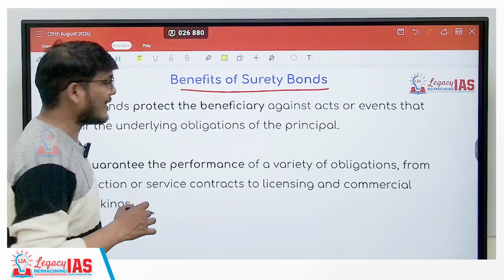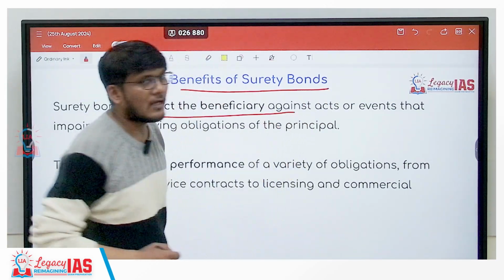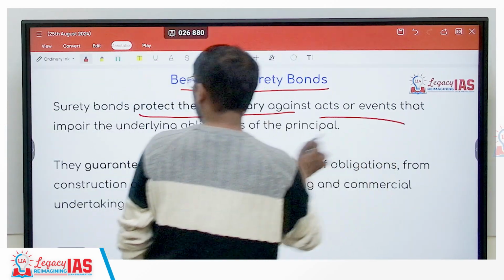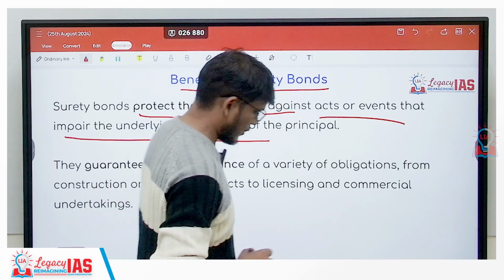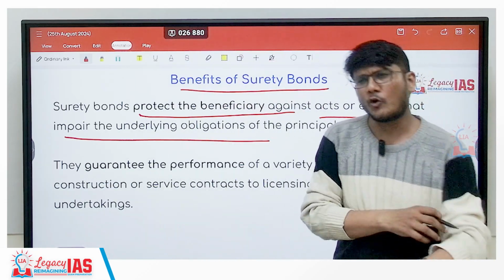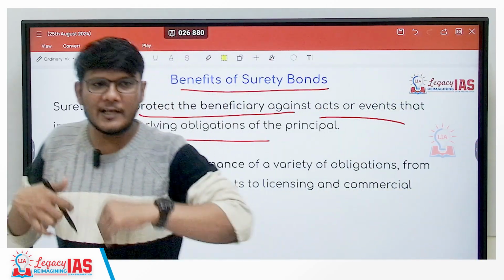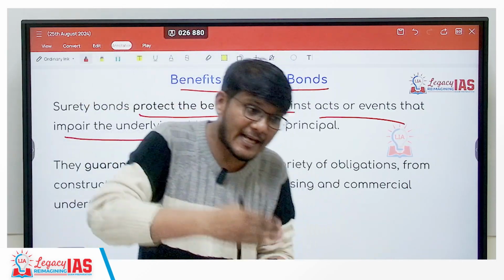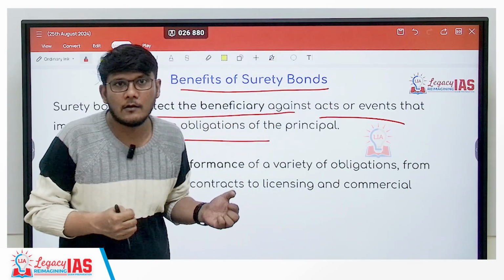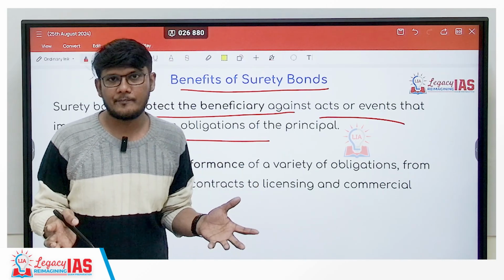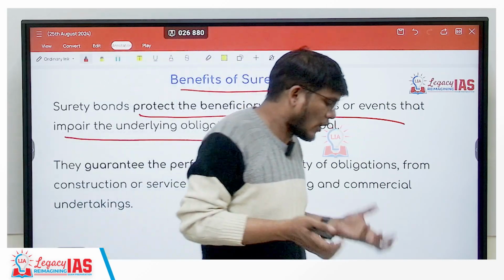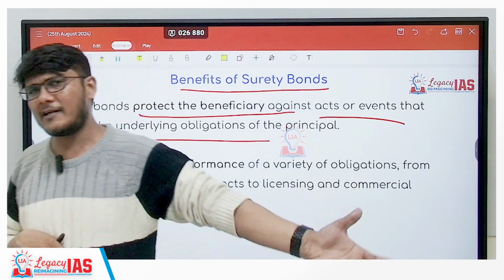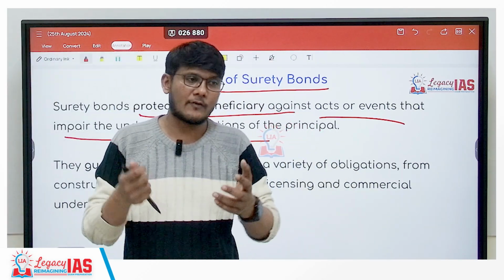Surety bonds basically protect the beneficiary against any acts or events that impair the underlying obligations. Let's say surety bonds are not there, and the government gives a project to a contractor. The contractor is not able to do it. Now the project is delayed. Delay itself is a cost to the government, to the company, to everyone. Because there is a loss, the government, or whoever has given the contract, cannot recover that money because there was no surety.